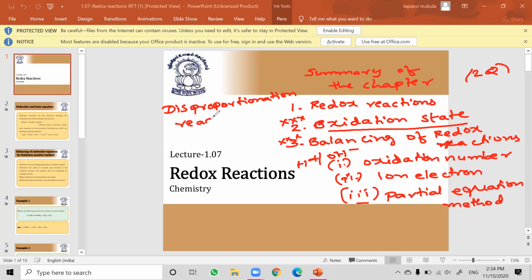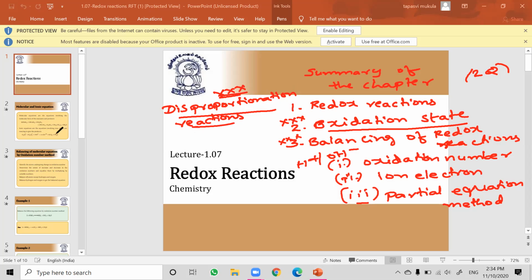Types of redox reactions: in this, combination and displacement are easy, but disproportionation is very, very important. What is a disproportionation reaction? The same element is undergoing oxidation as well as reduction. That's why it is called a disproportionation redox reaction. Examples are also very, very important. So please note it down and follow what we have done.